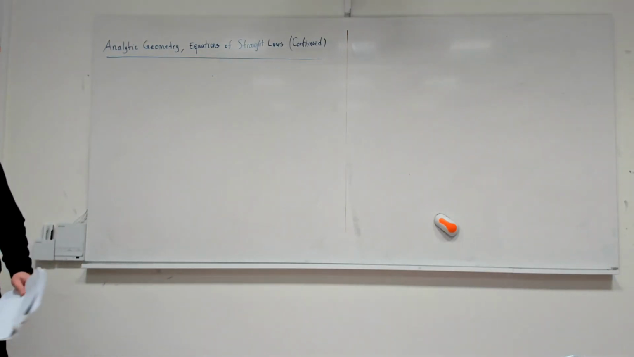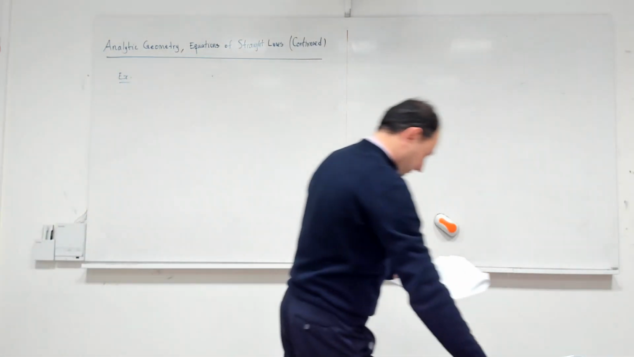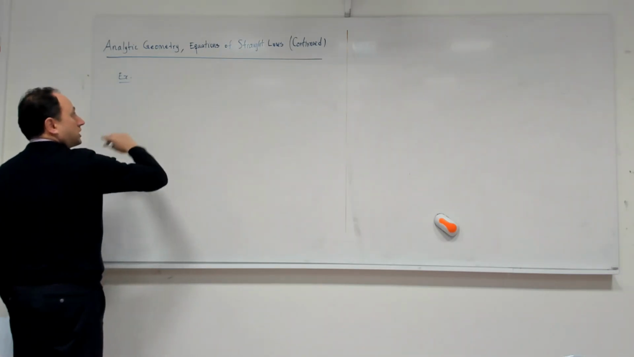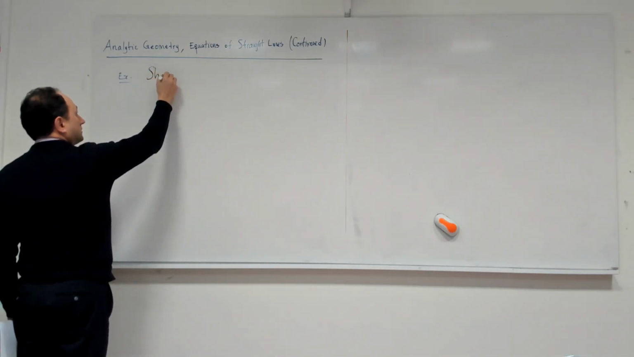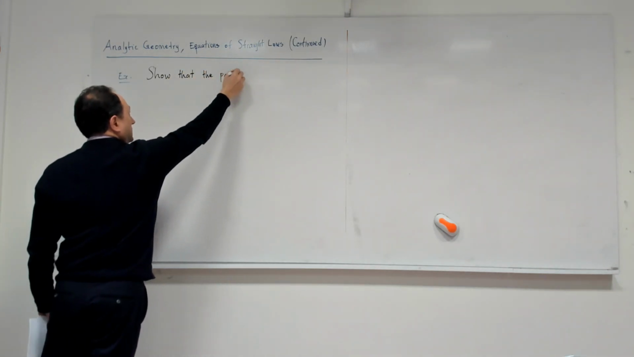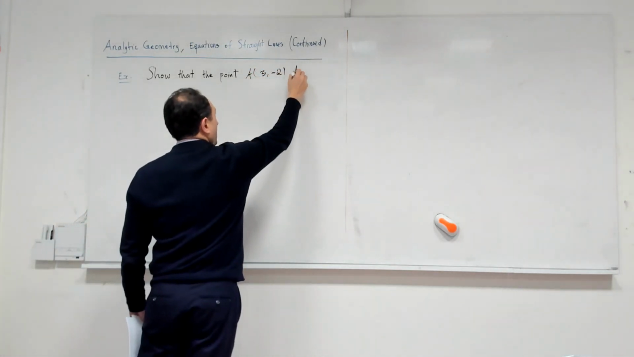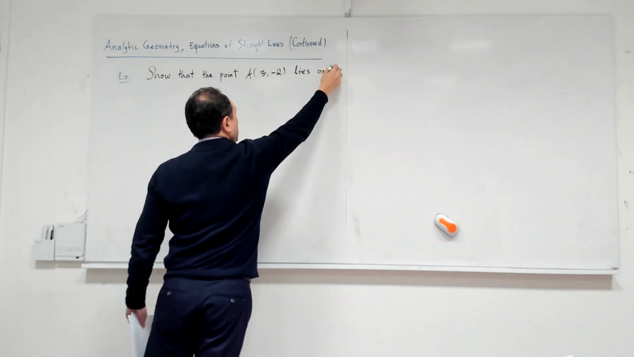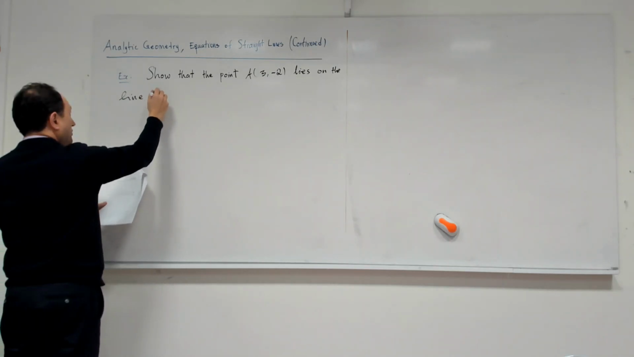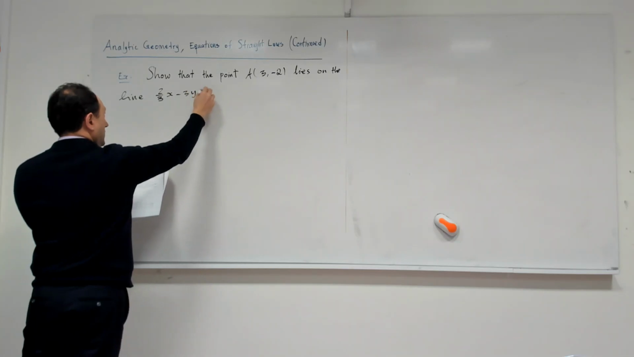Okay. So example. Please pay attention to these examples. They are important. This question shouldn't be strange for you now. Show that the point A with coordinates 3 and minus 2 lies on the line 2/3 x minus 3y equals 8.